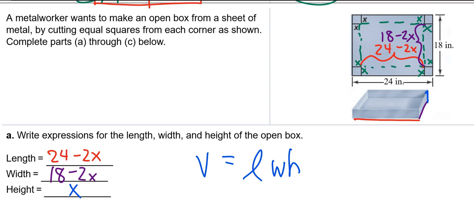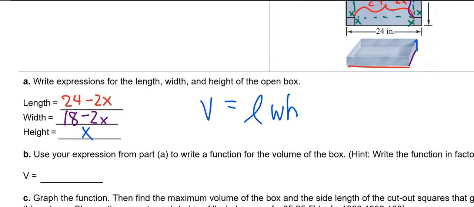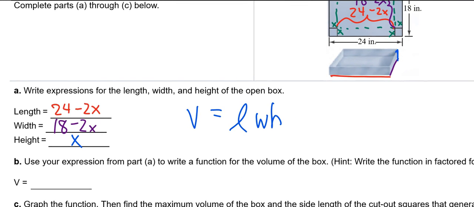Now, if I look at part B, it's asking me to write the volume as a function. And then what does it say here that's really making me happy? Factored form only. So they don't expect me to multiply all this stuff together and get it into standard form. They just want it in factored form. So go write it in factored form.